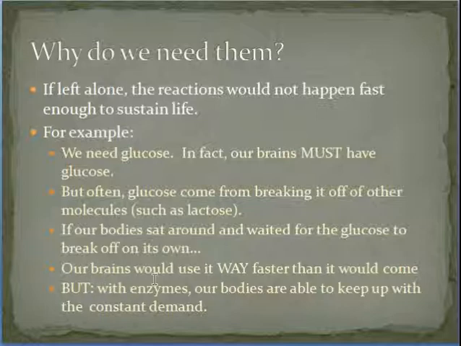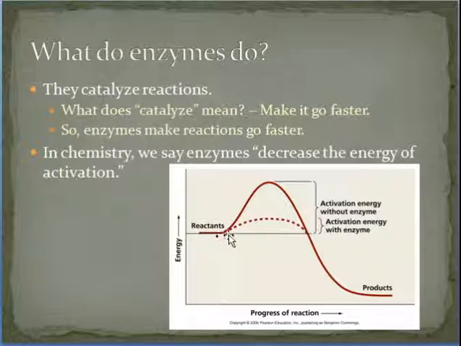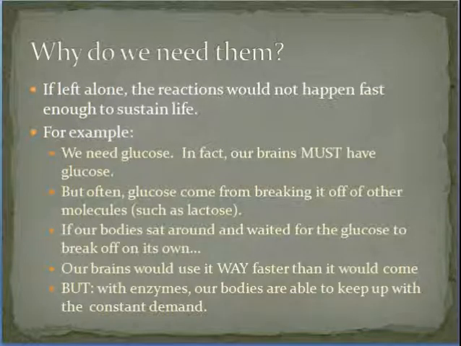Our brains would use glucose way faster than it would come, because we'd be sitting around waiting for the glucose to walk all the way up this energy hill. Versus if we have an enzyme, our bodies can keep up with the constant demand for glucose by making it easier for the reaction to happen. If it's easier to happen, it happens faster, it happens more often, and we can supply our brains with a lot more glucose. Otherwise, we would be brain dead or something. And a lot of other things would go wrong too.